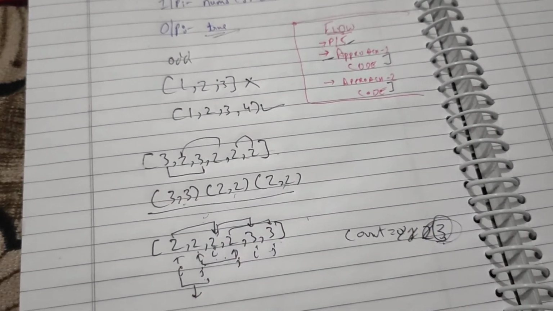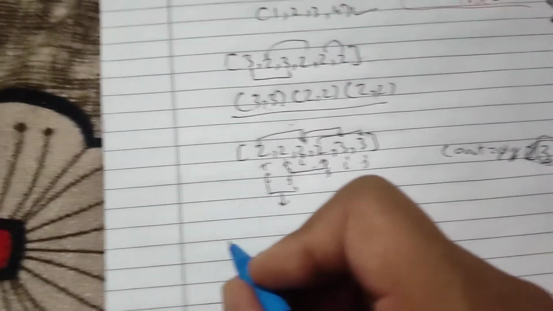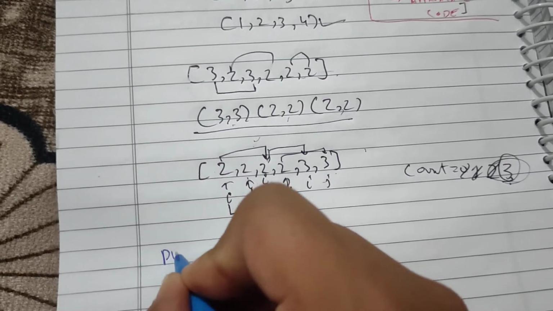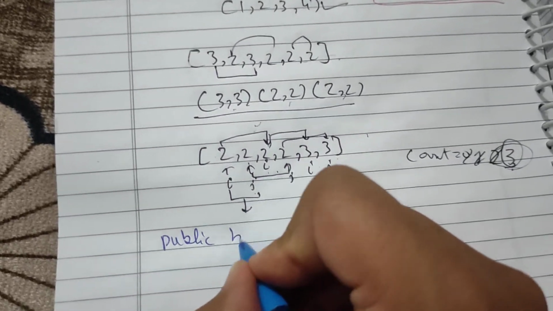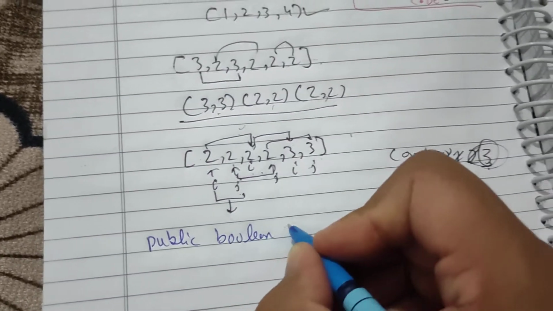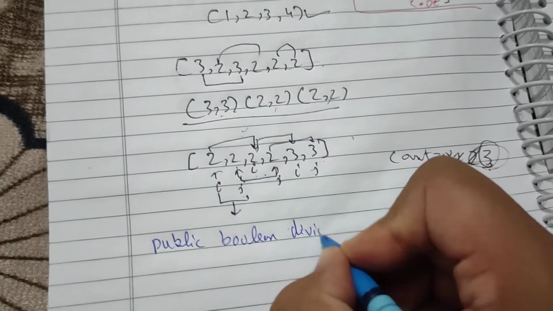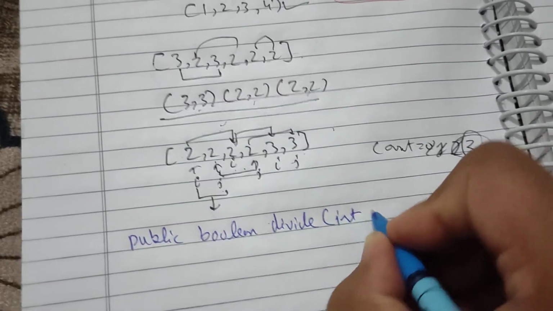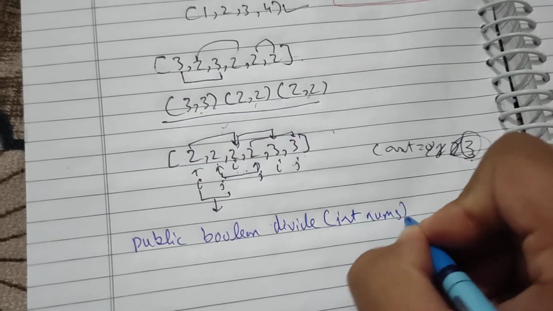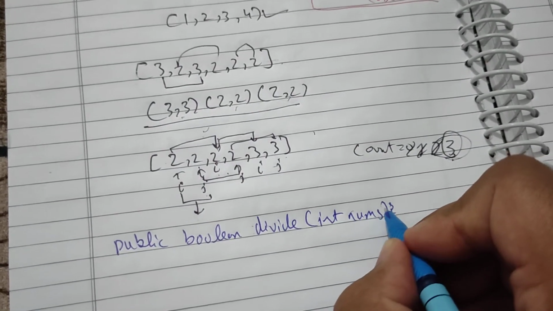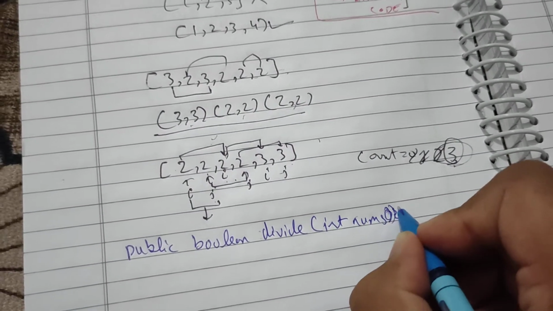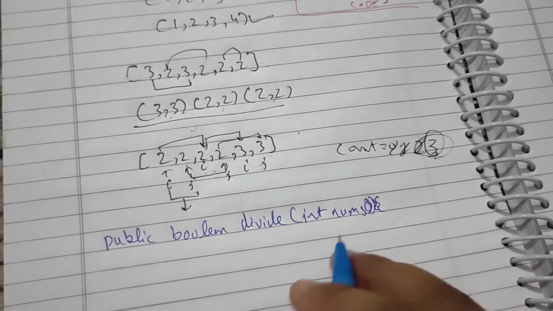Okay, so let me write the code first of all. Let's say we are given a public boolean function, and let me call it divide simple. And we are given an int nums array. My mistake, like this. So we are given an int nums array.